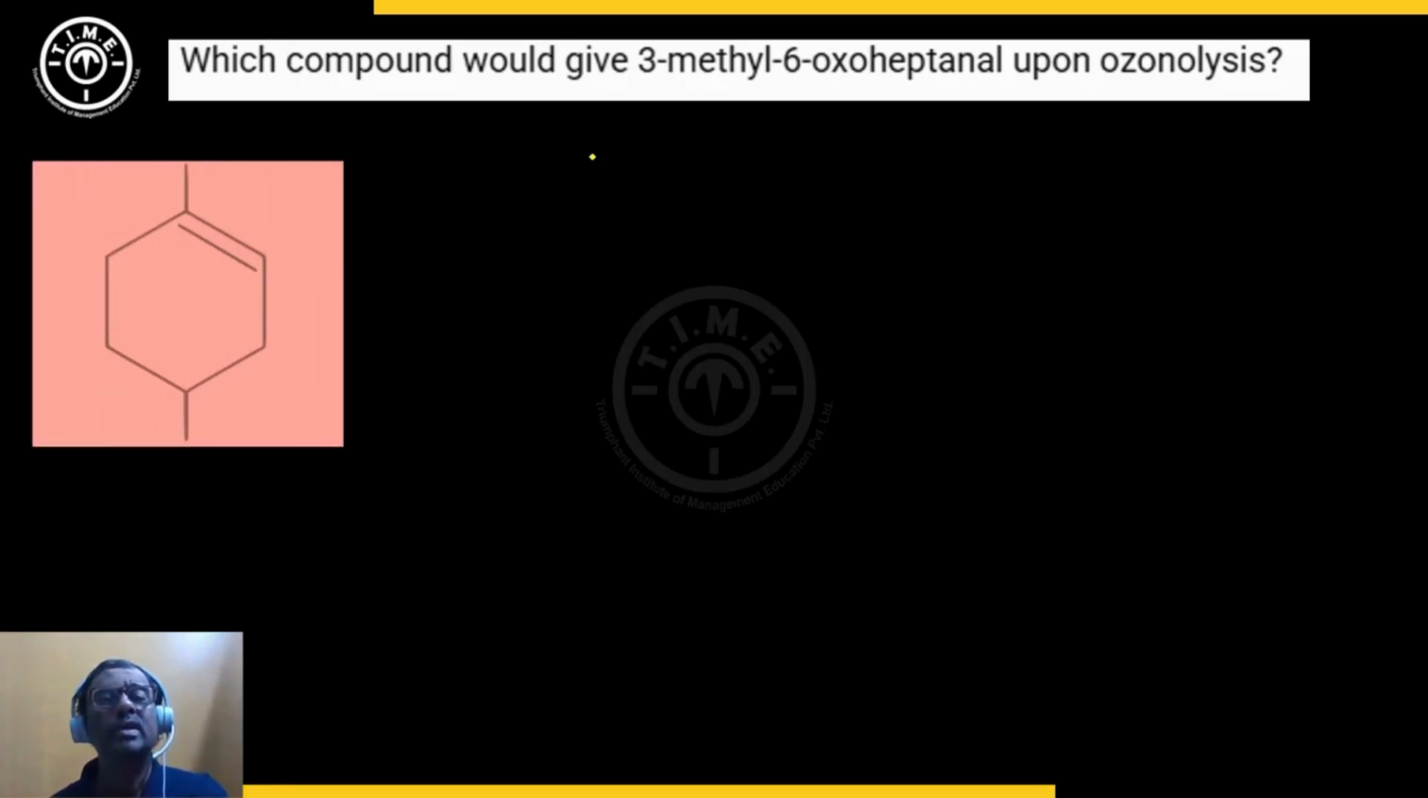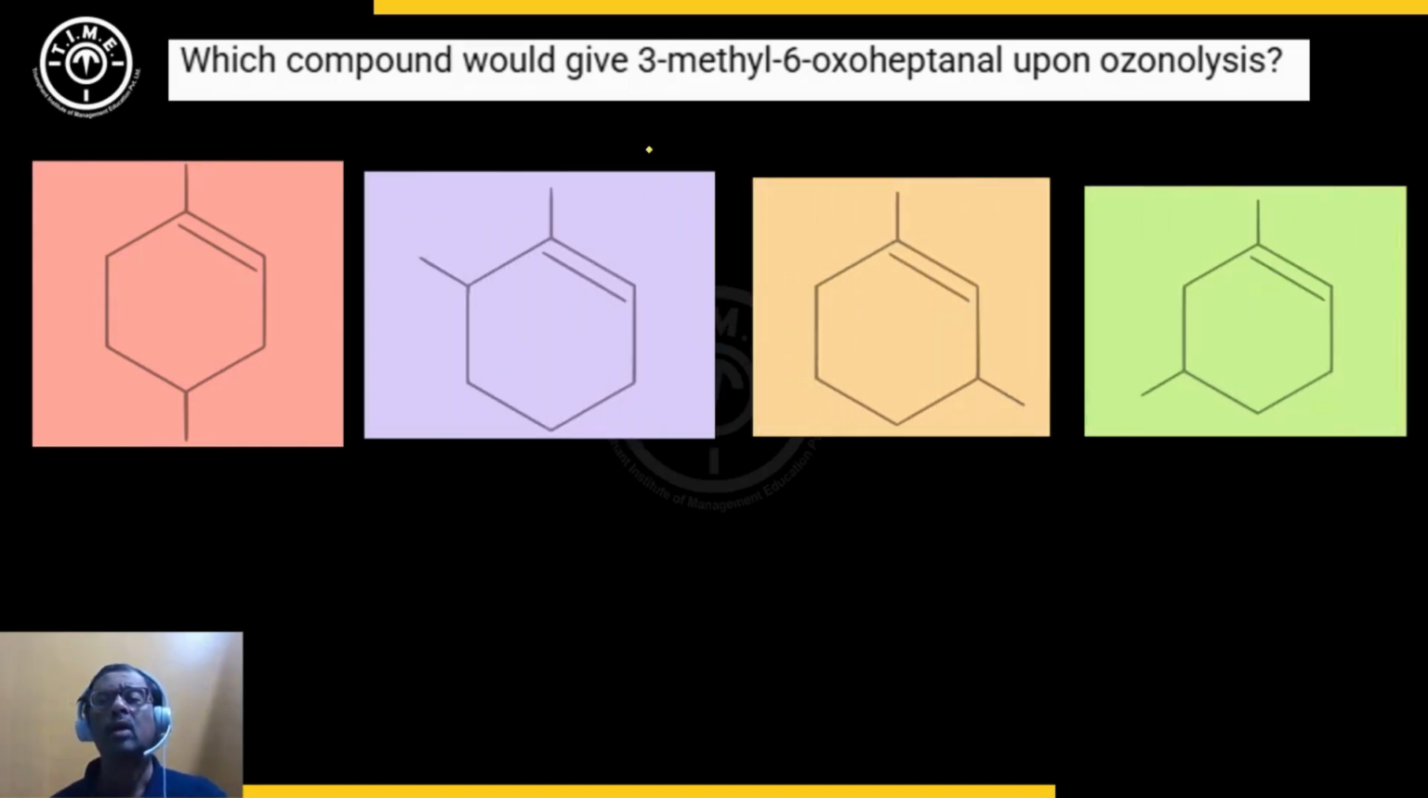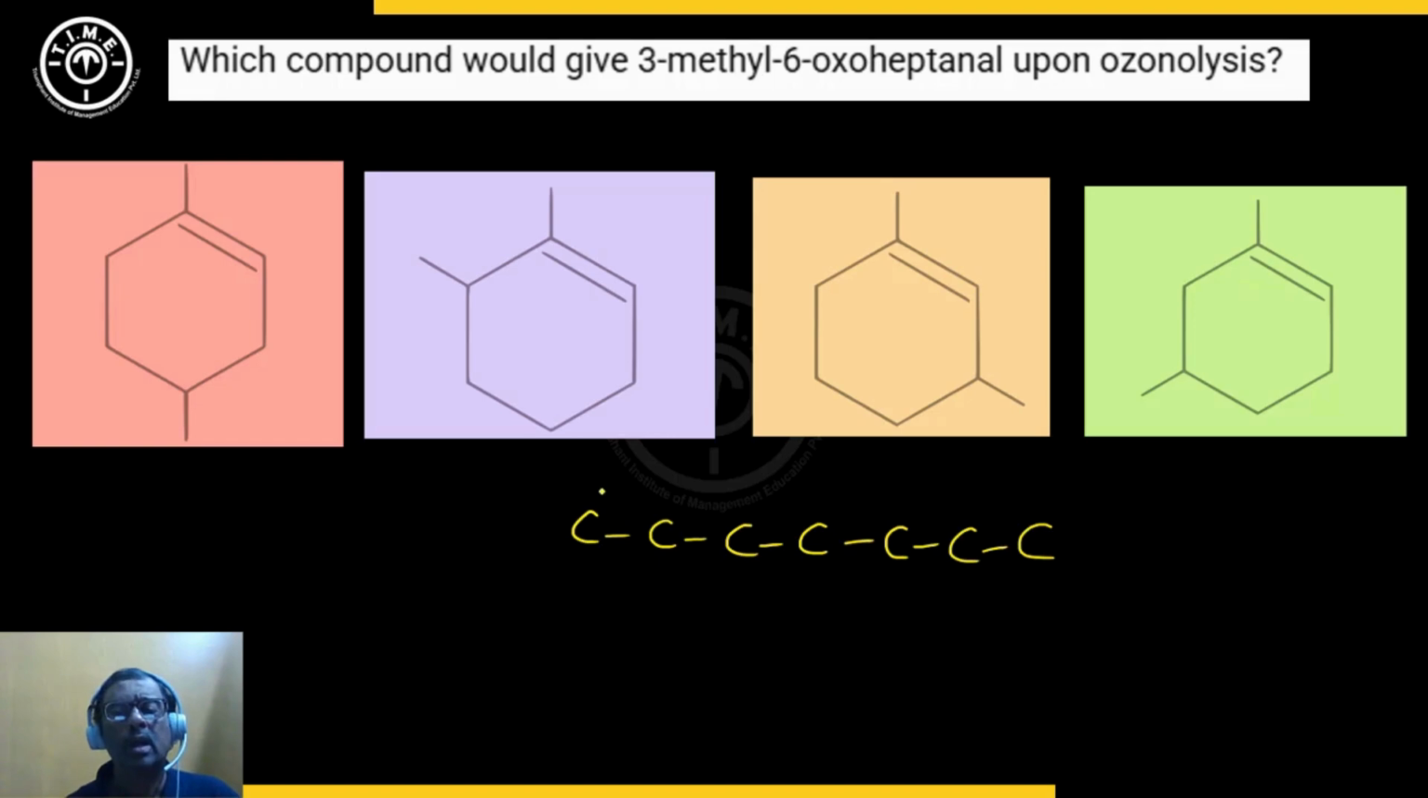Which compound would give 3-methyl-6-oxoheptanal on ozonolysis? Sir, let us put this structure. Heptanal: number the carbons 1, 2, 3, 4, 5, 6 and 7. 3-methyl, so you have a methyl group there. 6-oxo, so you have a double bond O there, right?